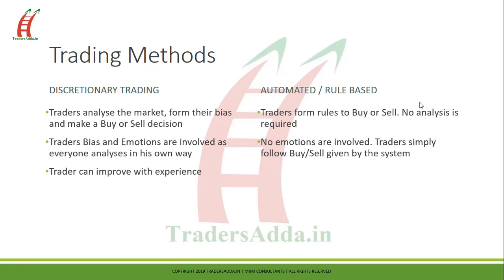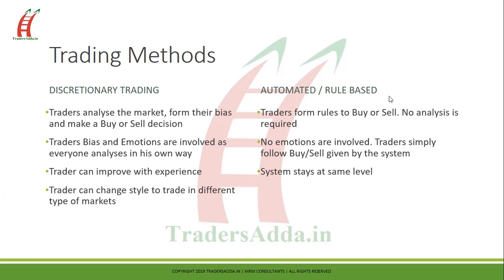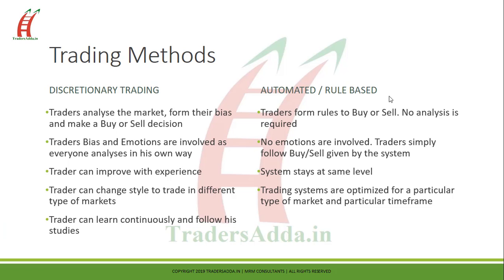Discretionary trading. Trader can improve with experience. Automated trading. System stays at the same level. Discretionary trading. Trader can change style to trade in different types of markets. Automated trading. Trading systems are optimized for a particular type of market and particular time frame. Discretionary trading. Trader can learn continuously and follow his studies. Automated trading. System is difficult to follow in counter market conditions as most trades flop.